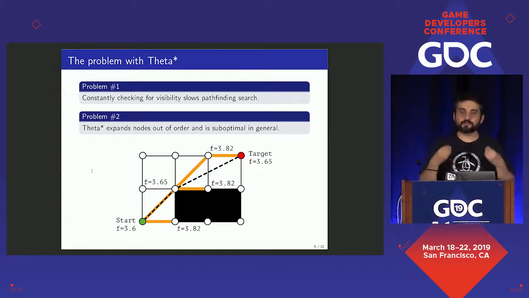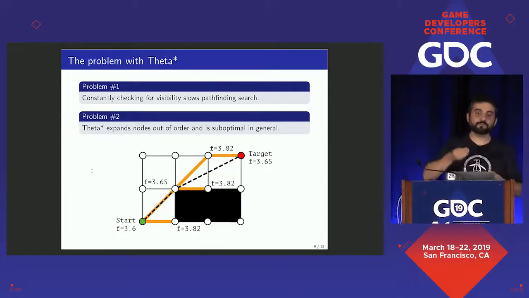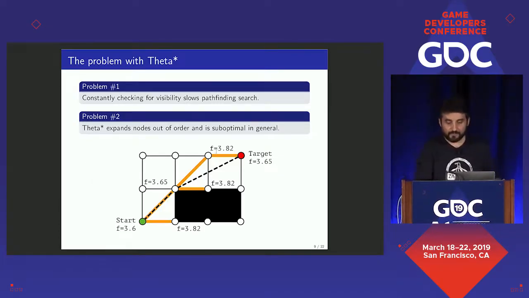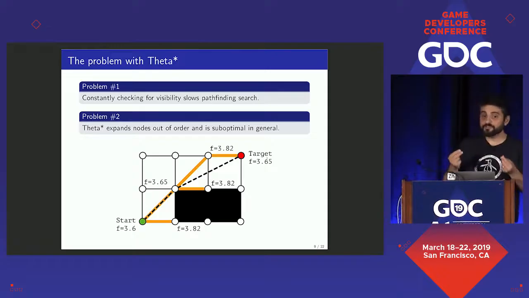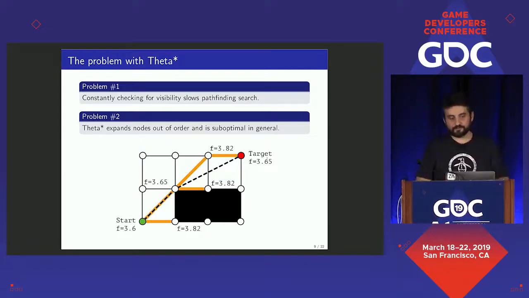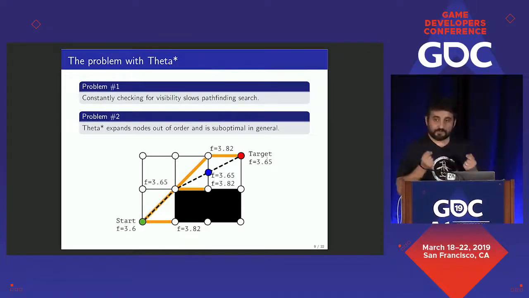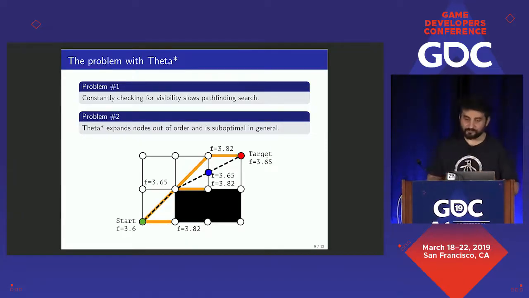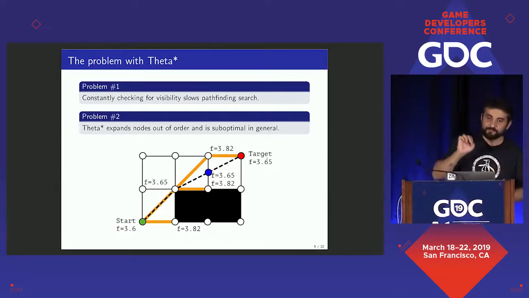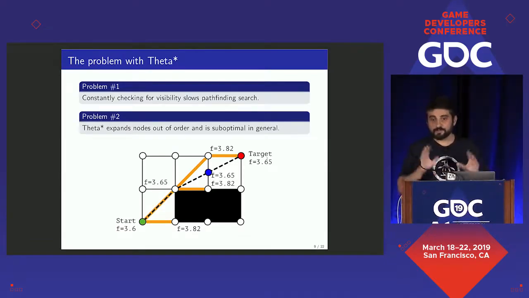One of the properties of A Star is that F values should never be decreasing along an optimal path. But you can see here that before Theta Star reaches the target, it expands a predecessor with an F value of 3.82, and then the target, 3.65. It's gone down. If we cannot maintain monotonically increasing F values, we can't guarantee optimal solutions. And the problem is this: because Theta Star is only propagating information along grid edges, it fails to expand this blue node that I've highlighted here. This is never in the Theta Star search space, and it has the right F value. If Theta Star had expanded this first, then everything would have been fine.